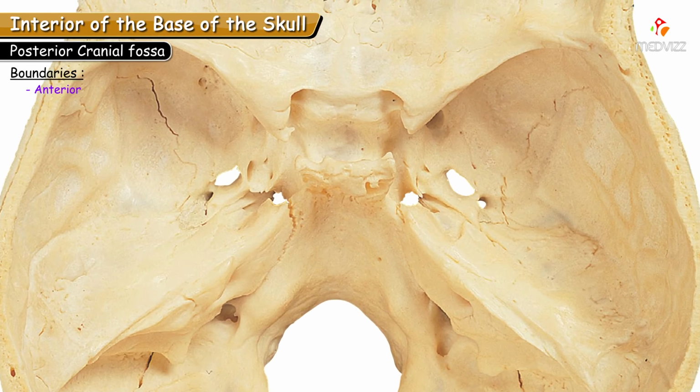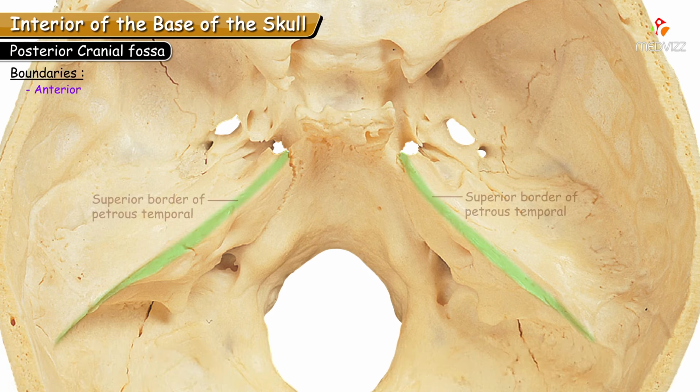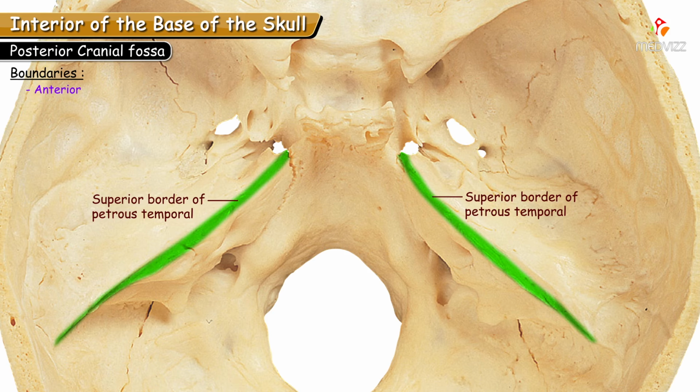Anteriorly, it is bounded in the midline by a projection of the sphenoid called the dorsum sellae. And the dorsum sellae has tiny projections on each side called the posterior clinoid process. The superior border of the petrous part of the temporal bone forms a margin on each side, separating the middle from the posterior cranial fossa.